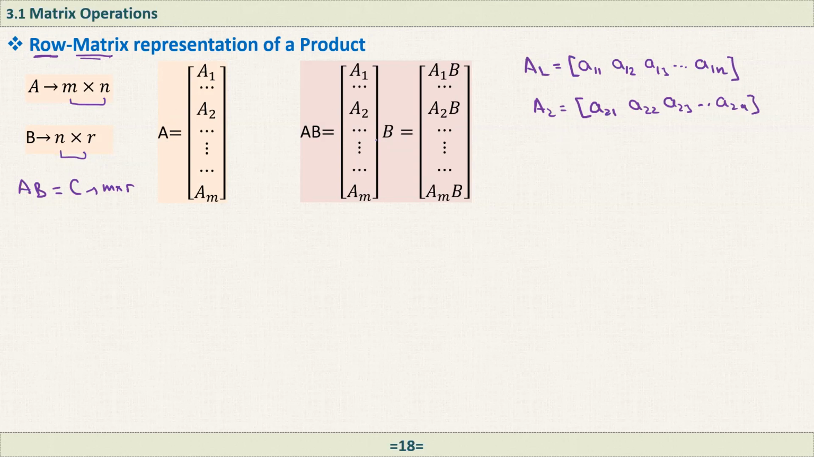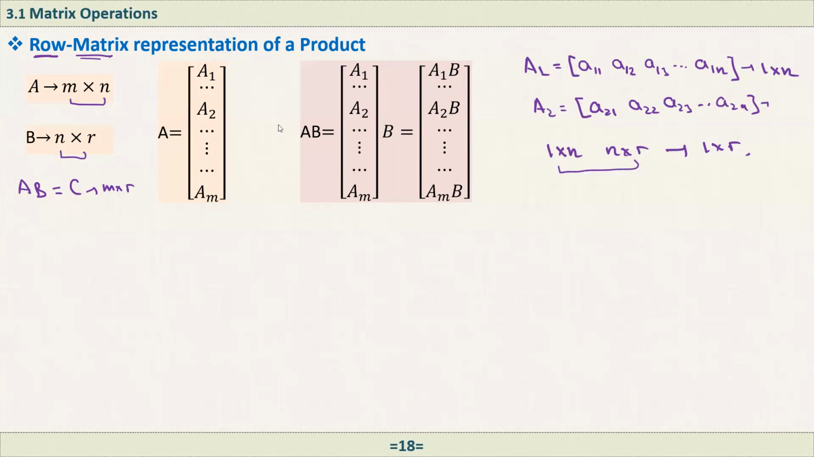Now that one is matrix B, it's just B. As you see here, the dimension of each row vector is 1 by N. The size of B is N by R. So here we have a 1 by N matrix multiplied by an N by R matrix, and the product matrix will have the size of 1 by R. That means that this multiplication is also defined.